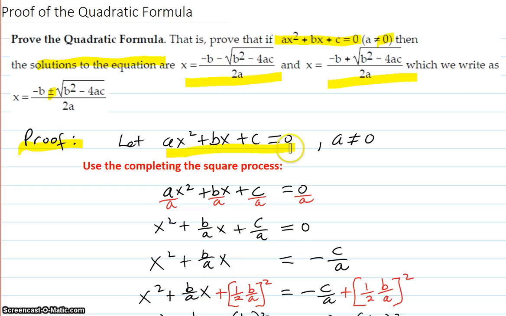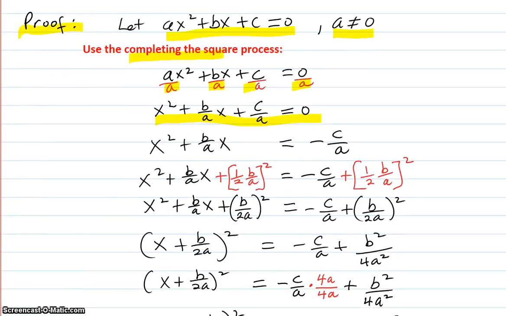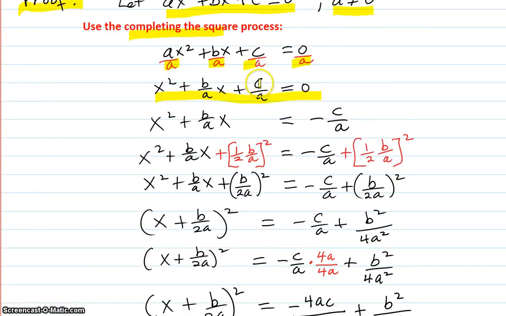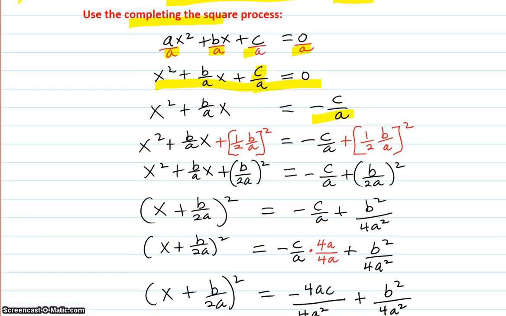You start off with the equation, with a not equal to 0. Then you just do the completing the square process, meaning you divide through by a, and it cancels off the a in front of the x squared. That's the idea. And then you get this equation. Then you subtract c over a from both sides, which cancels it off of the left side, and puts a negative c over a on the right side.